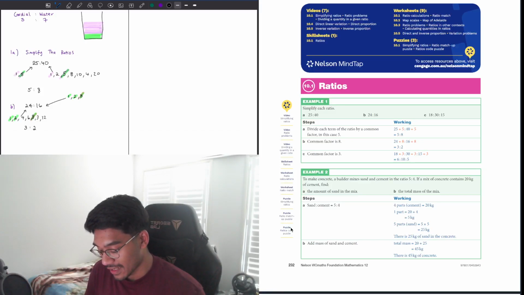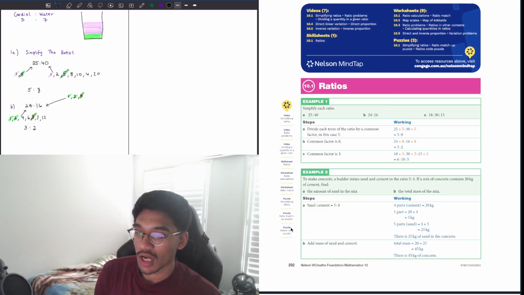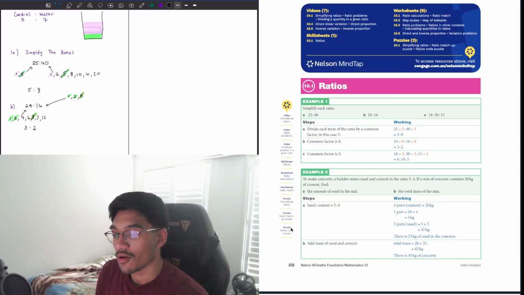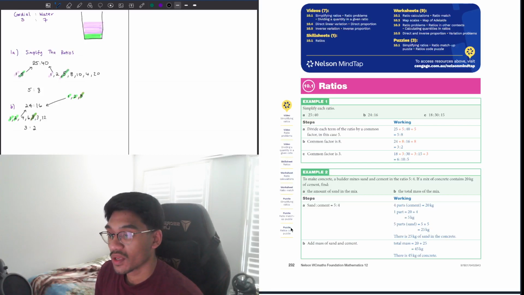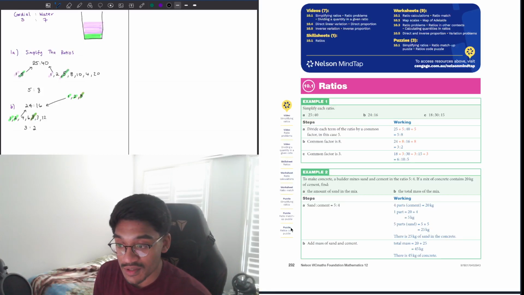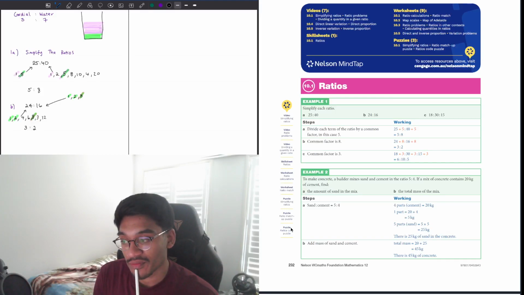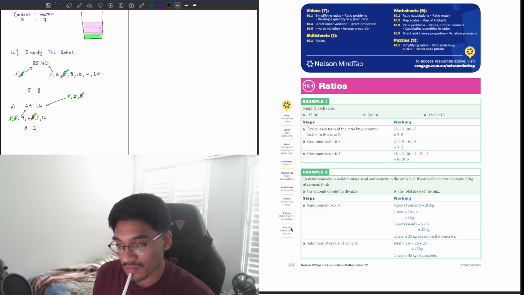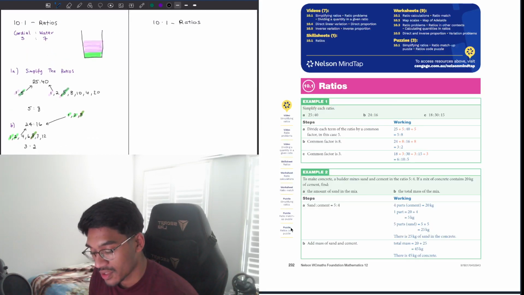If you were to leave it as 24 to 16 or 25 to 40, I think you would lose 1 mark. So just get into the habit of simplifying whenever we do it. It's the exact same situation with C, except now we have 3 numbers. So again, you find your highest common factor, you divide each of them by the highest common factor, and then you get your answer.